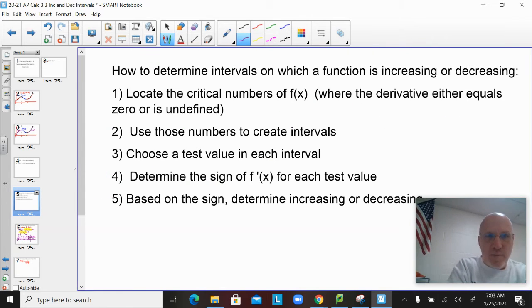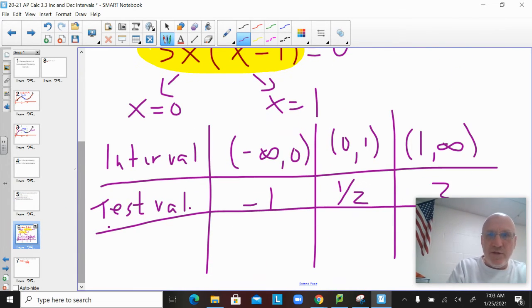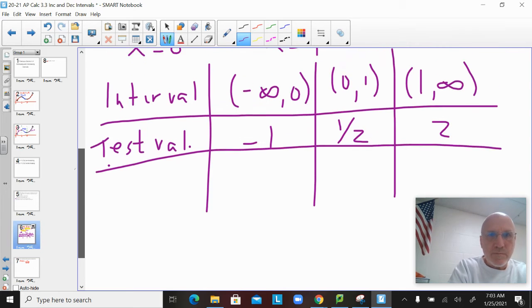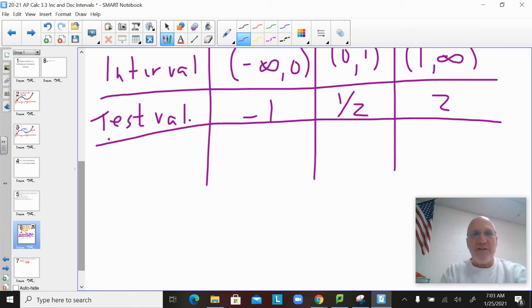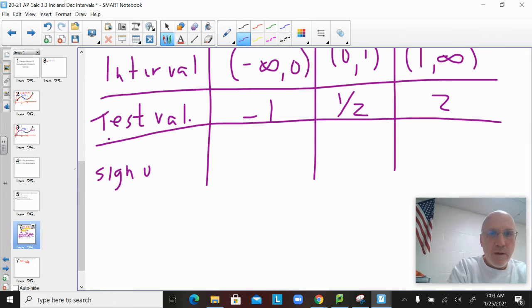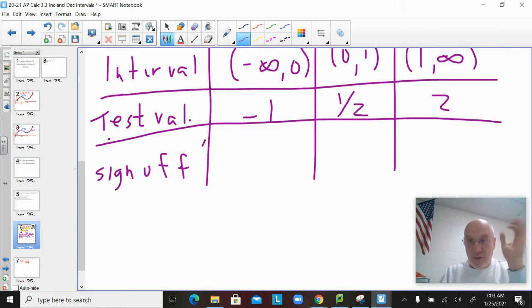Now it says determine the sign of the derivative for each test value. So I want to figure out the sign of f prime. I want to plug each number into the derivative. For instance, the first is negative 1, so I'm trying to find f prime of negative 1. And maybe you can do this in your head. Maybe you have to write it out. Either way is fine.